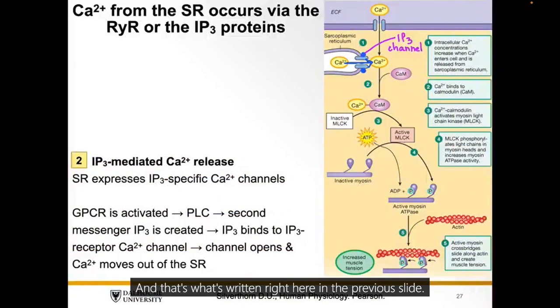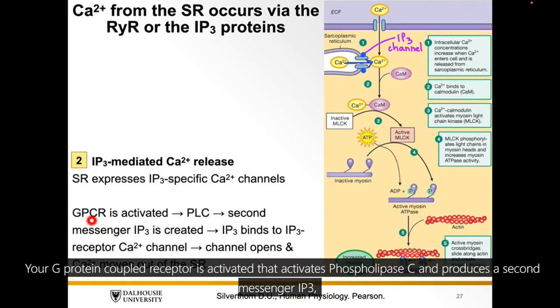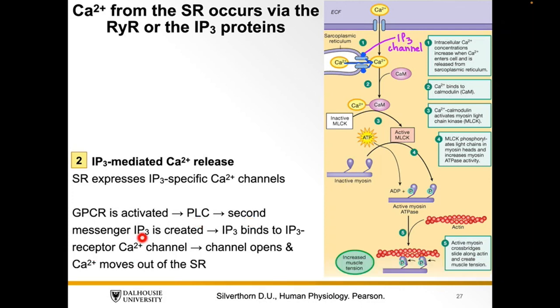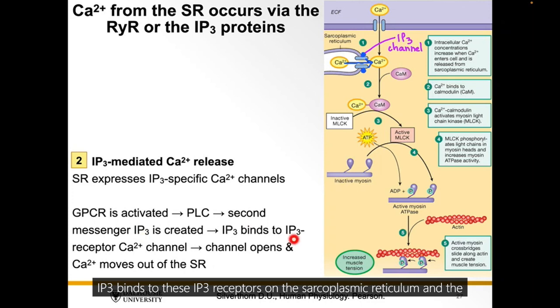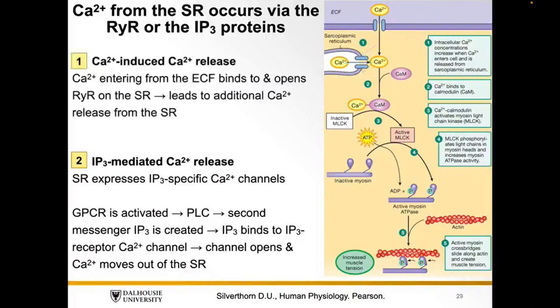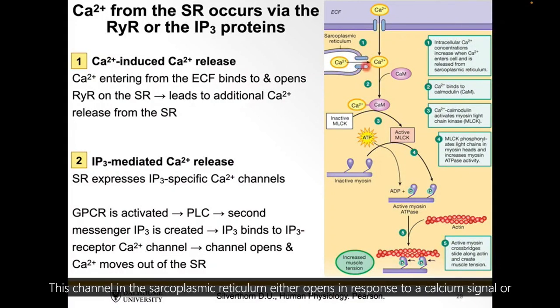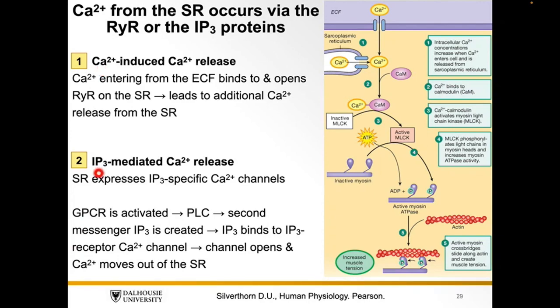And that's what's written right here in the previous slide. Your G protein coupled receptor is activated. That activates phospholipase C and produces a second messenger, IP3. IP3 binds to these IP3 receptors on the sarcoplasmic reticulum, and the channels will open and calcium will move outside of the sarcoplasmic reticulum. So here are the two ways that we can get calcium mobilization from the sarcoplasmic reticulum. This channel in the sarcoplasmic reticulum either opens in response to a calcium signal or in response to an IP3 signal.